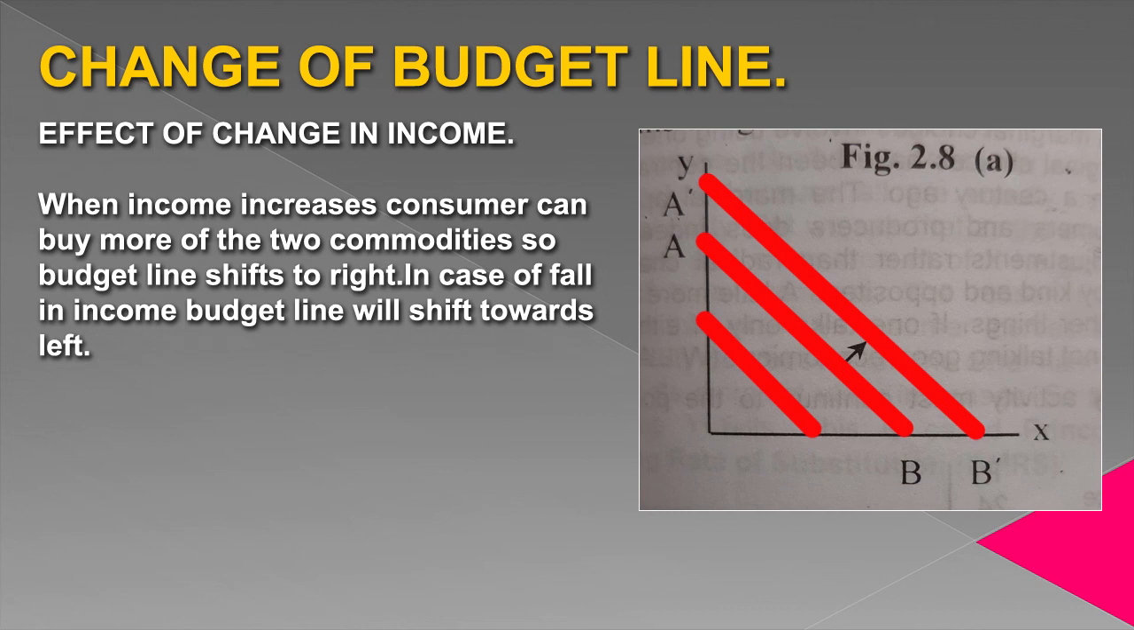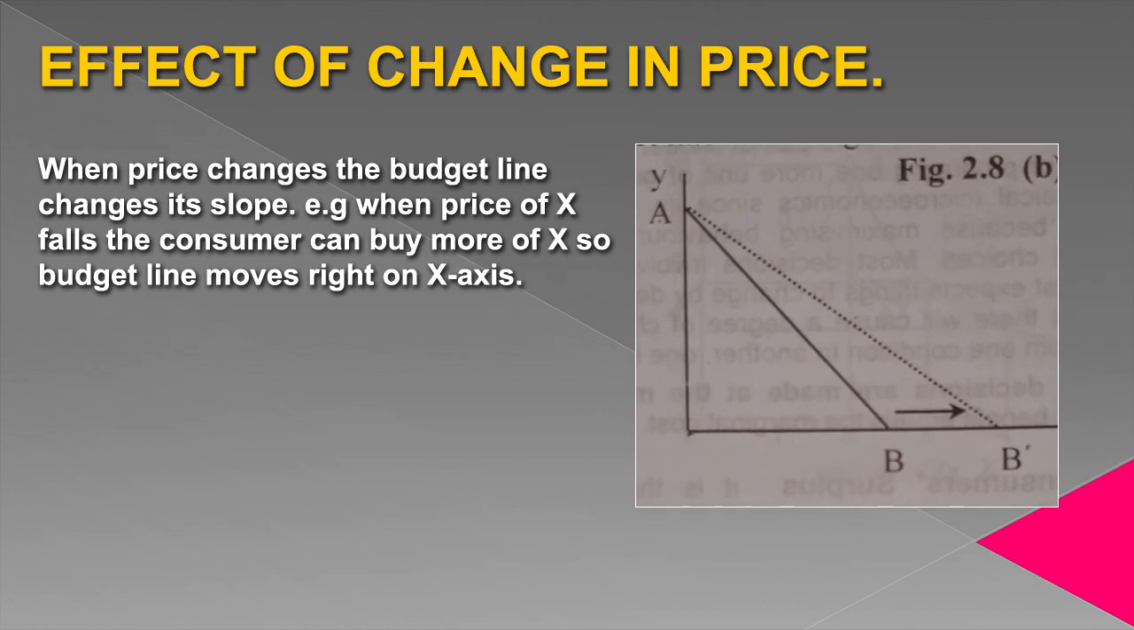Now, the effect of change in price. When price changes, the budget line changes its slope. For example, when the price of X falls, the consumer buys more of X. It's a fact that when price falls, people buy more of a commodity. Now suppose when the price of X falls, the consumer can buy more of X, so the budget line moves right on the X-axis. Suppose initially our budget line is AB.